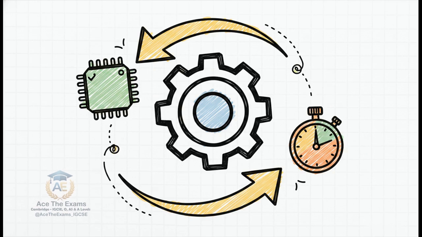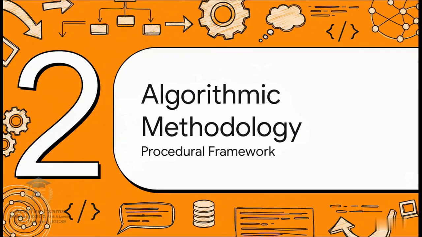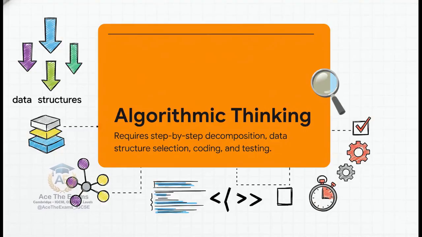This is the link part of the PEEL framework. You make your point, you provide the evidence from the algorithm, you explain the mechanics, and then you link it to the broader system impact. It's all about showing the examiner that you understand the bigger picture. Let's move into Section 2, Algorithmic Methodology and the Procedural Framework. You simply cannot bypass algorithmic thinking.